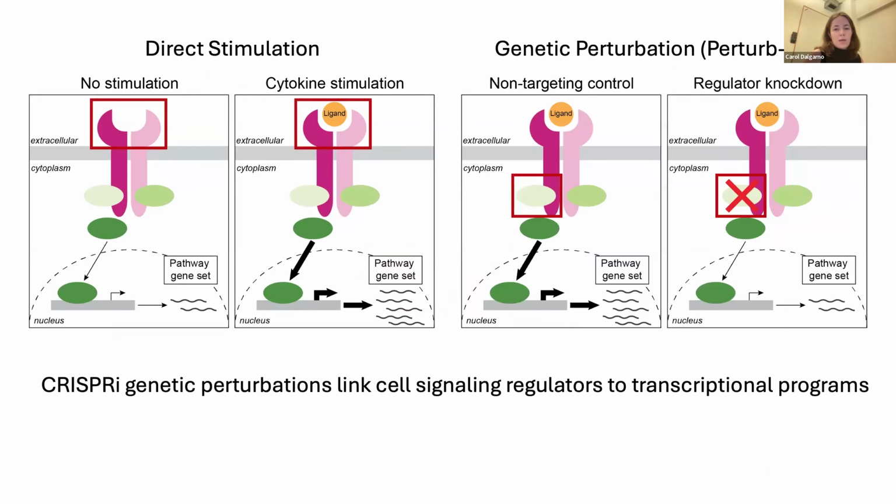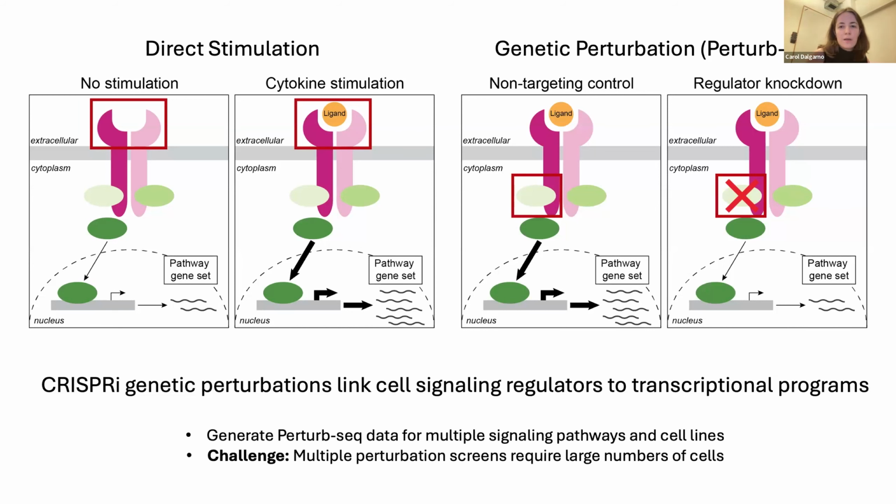With this type of data, we compare the non-targeting cells to the knockdown cells and identify causal relationships between a regulator or transcription factor and the genes that it regulates. And since we're performing Perturb-seq with multiplex perturbations, we can generate a large dataset that we can use to identify correlated regulators and build pathway gene sets.